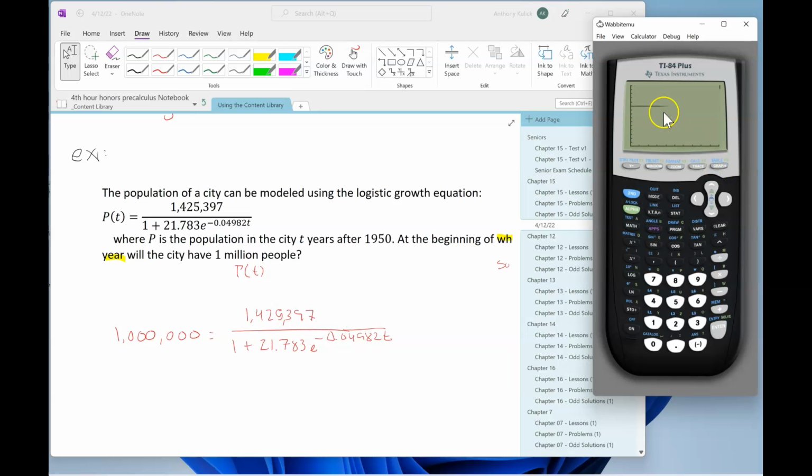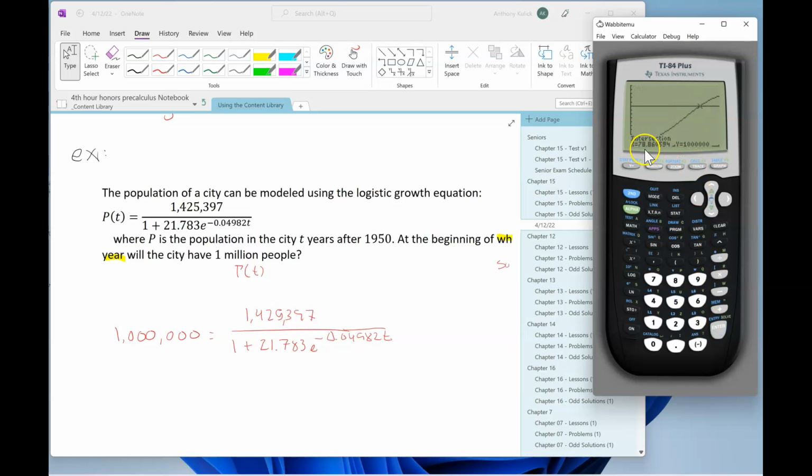Let's hit graph and take a look. There's my 1 million line. Here's my logistic curve. Is it going to get that? It's going to do it. If I didn't see the intersection, what would I need to do? I have to readjust my window. That's all, you know? All right, so to get that intersection, second trace, intersect command, enter, enter, enter.